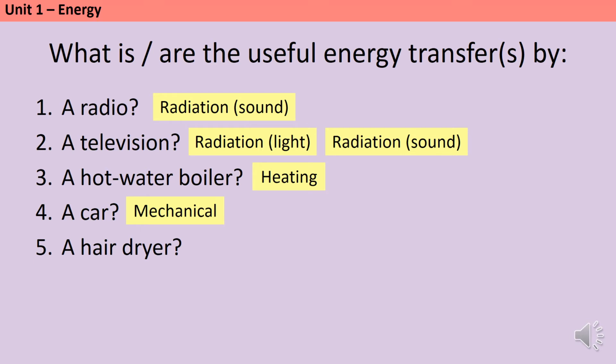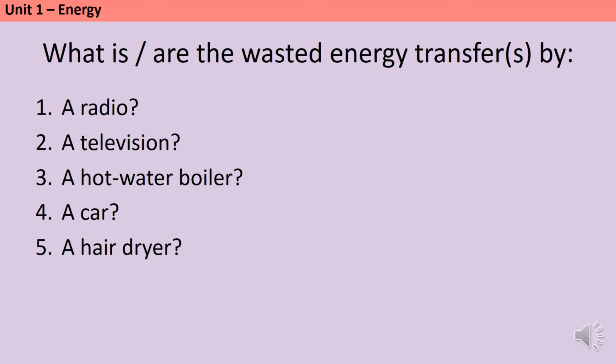And then the hairdryer is transferring energy usefully both by heating, because it's heating up the air, and also mechanically because it has a fan that's pushing the air out. And now the other side. Can you identify what the wasted energy transfers will be?